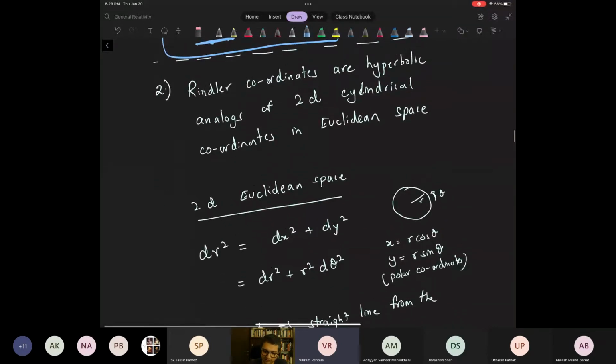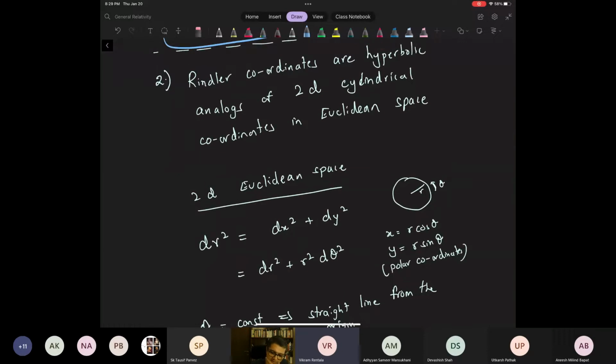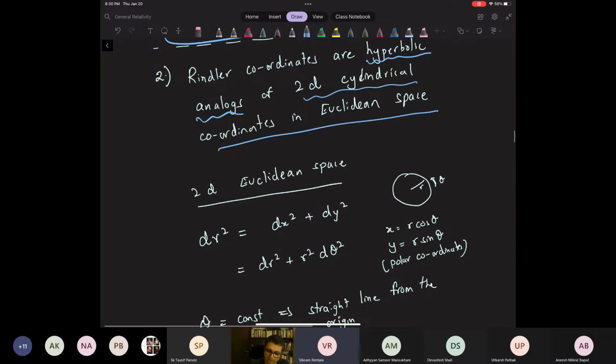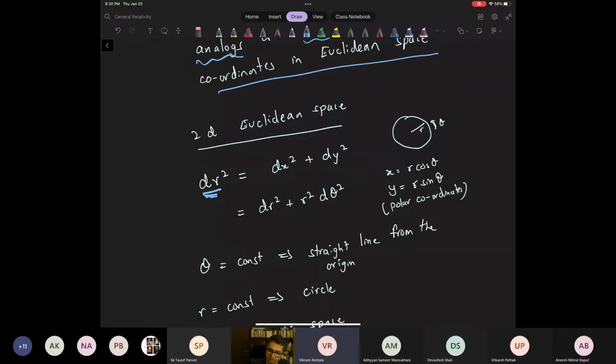Yeah, in fact, let me just address the point that Anish raised. Rindler coordinates are like hyperbolic analogs of 2D cylindrical coordinates in Euclidean space. Just like in Euclidean space, if I take a distance measure between two points, x, y and x plus dx, y plus dy, the distance between them is dr square equals dx square plus dy square. But I can switch to polar coordinates, where I write x as r cos theta, y as r sin theta. Then the distance measure is dr square plus r square d theta square. For a constant theta, the distance between them is just dr, because I'm just going from r to r plus dr.